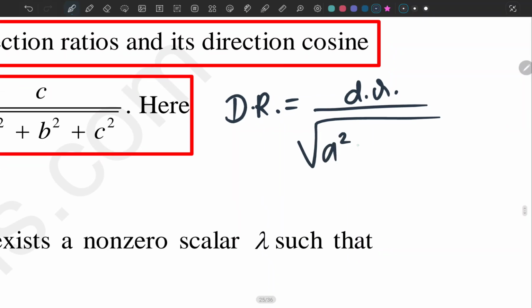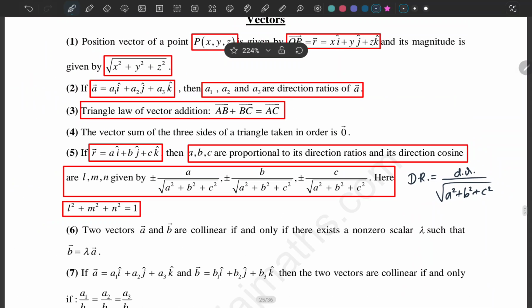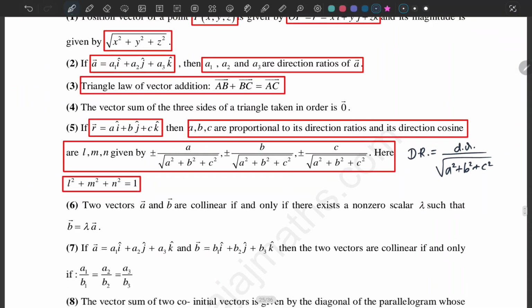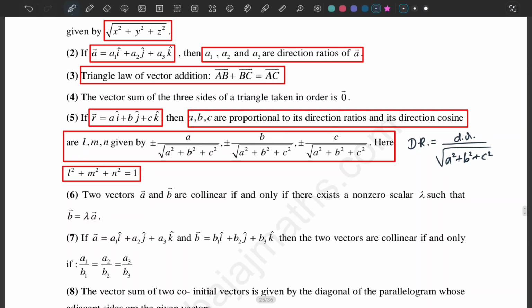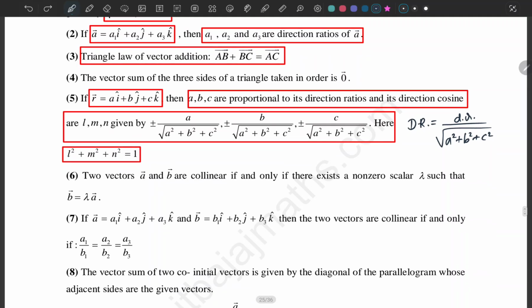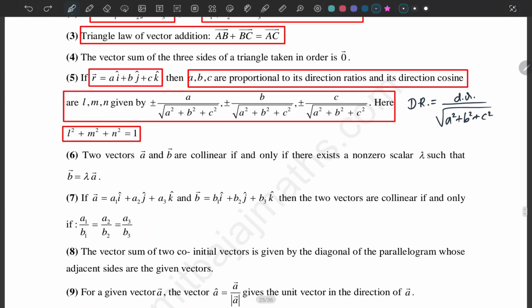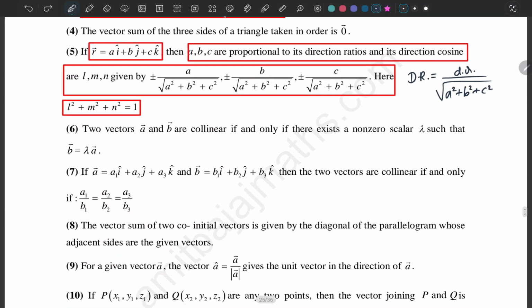the magnitude of that position vector actually. That's it. So if we talk about l, it's a over plus minus obviously the square root of the magnitude of the position vector. And m would be b over the same, and n would be c over the same, right? And if you look closely, then l square plus m square plus n square equals 1. Again, very important, please remember that.